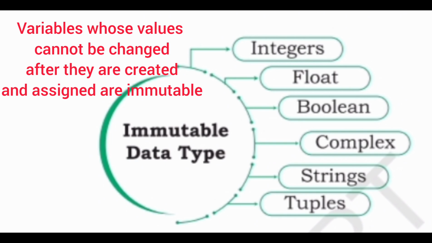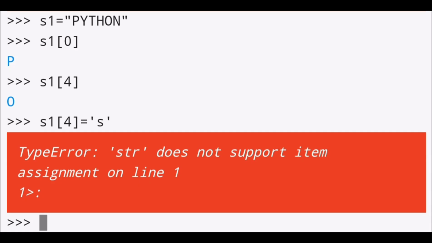Next we see what are immutable data types. Variables whose values cannot be changed once they are created and assigned are called immutable data types. There are different immutable data types: integer, float, boolean, complex, strings, and tuples. Now let us see one by one.